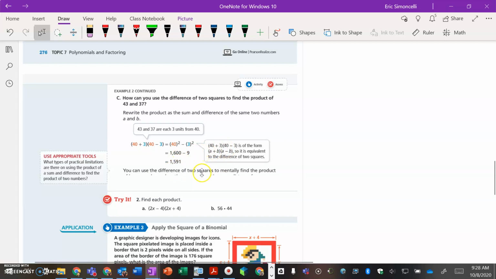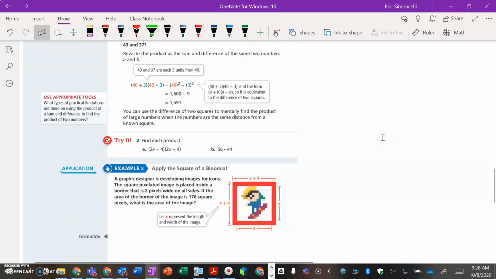1591. You can use the difference of two squares to mentally find the product of large numbers when the numbers are the same distance from a known square. That is a key part to the question. They have to be the same distance from a known square in order for this to work. But it does work out quite nicely. Technically, using a calculator on this may not be necessary. Don't feel like you have to do it without a calculator, though. It's just something to nicely see modeled after the patterns.